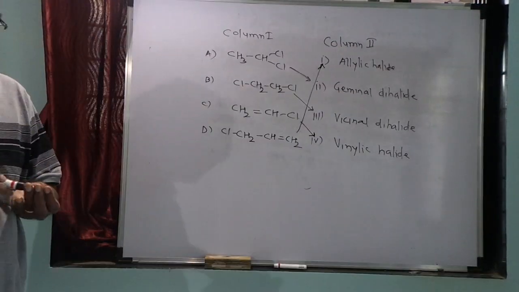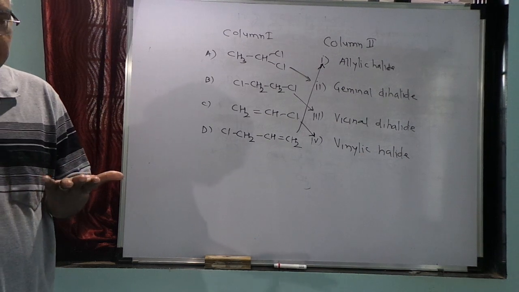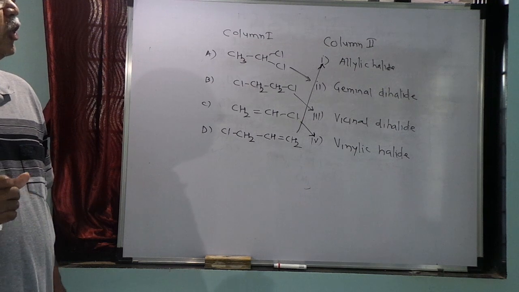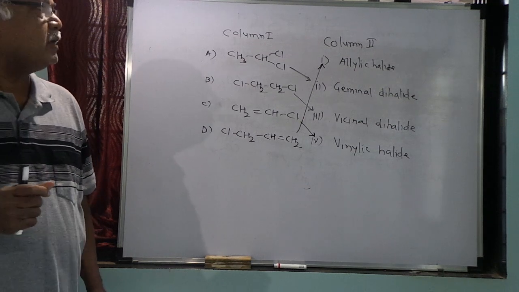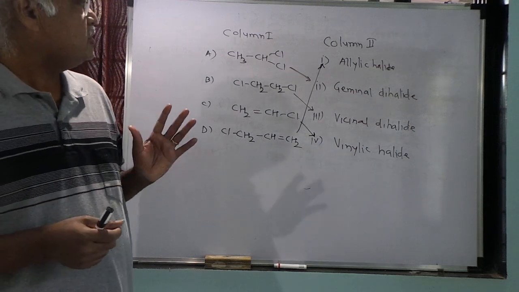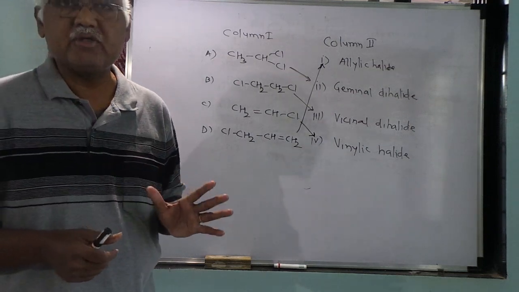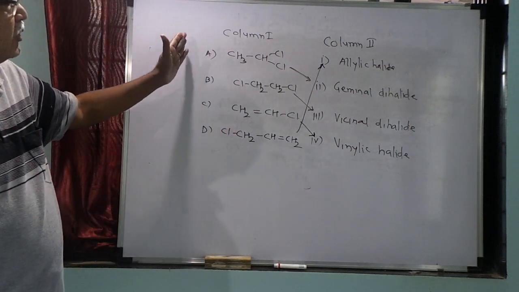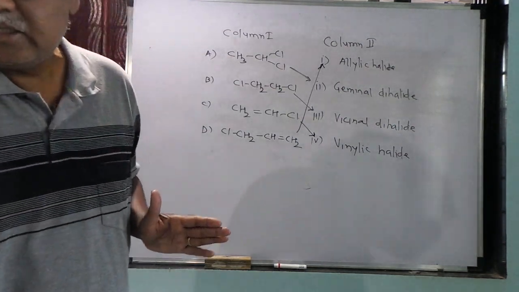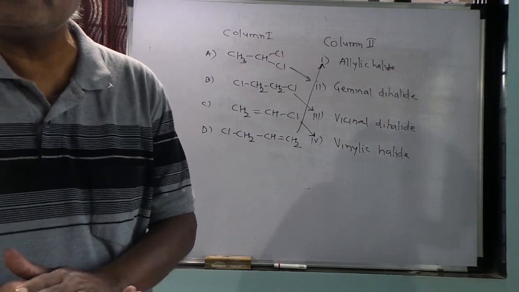Now this particular question will be asked for either JEE or NEET. It will not be asked for the CET exam, because in CET the 1 mark question is there, and for JEE or NEET there are 4 mark questions. So the 4 mark question will be asked like this. Okay. So these are the examples which we have taken.